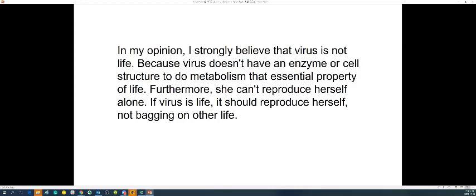If a virus is alive, it should reproduce herself, not depending on other life. That's a very interesting expression. So that means virus needs somebody else's help. It cannot reproduce itself. And also this sentence implies that reproduction is the privilege of a female. In many cases, that's true. Female is maybe a more perfect form of life than male. Male is kind of an accessory.